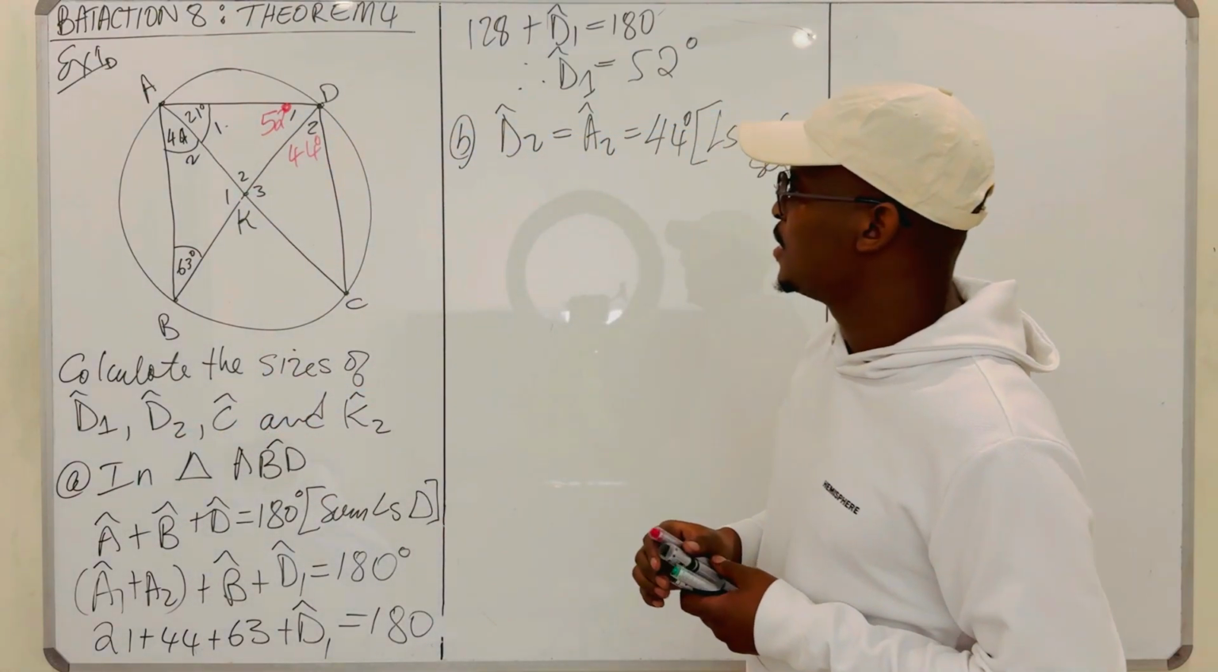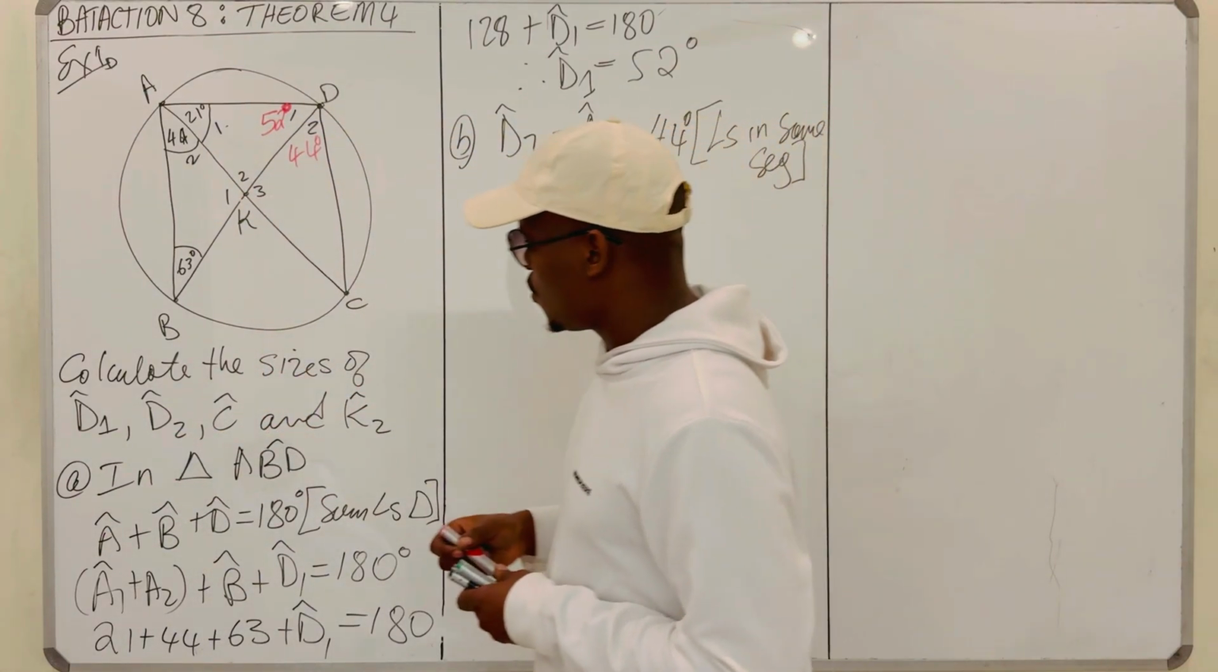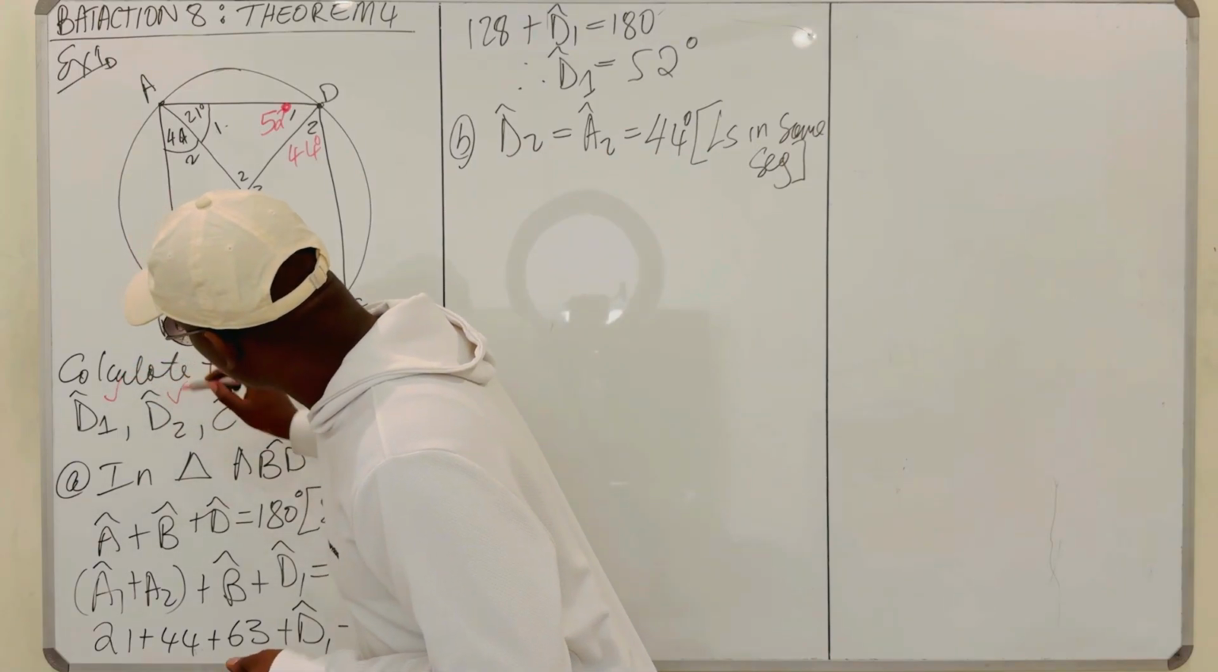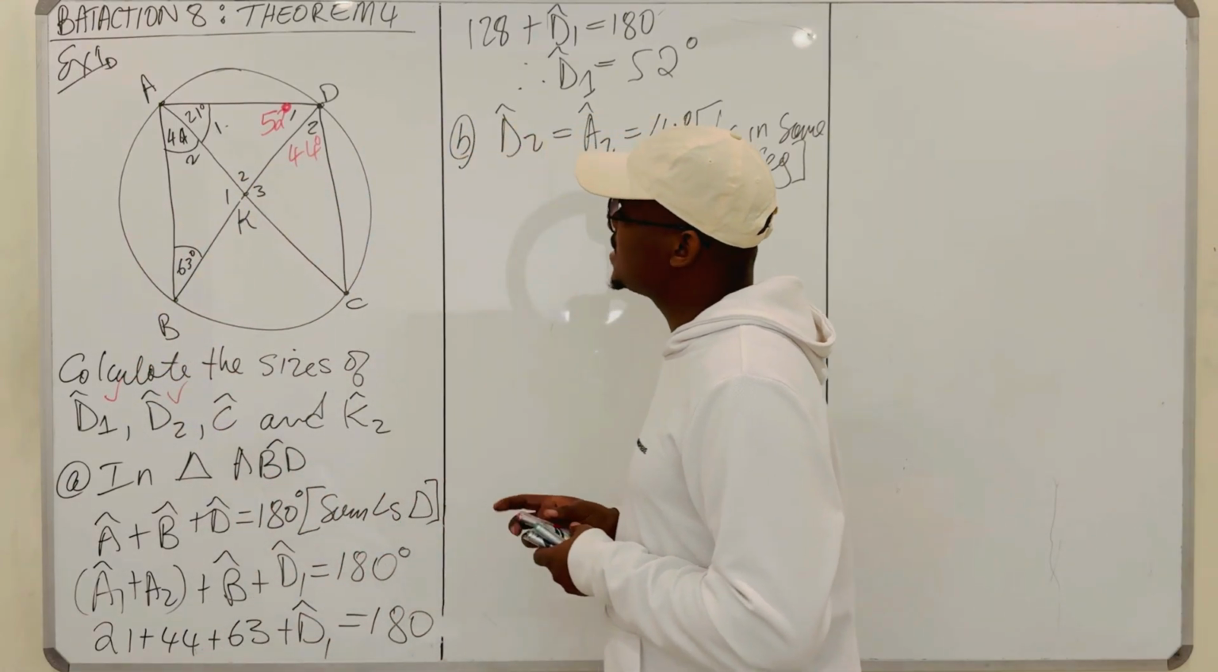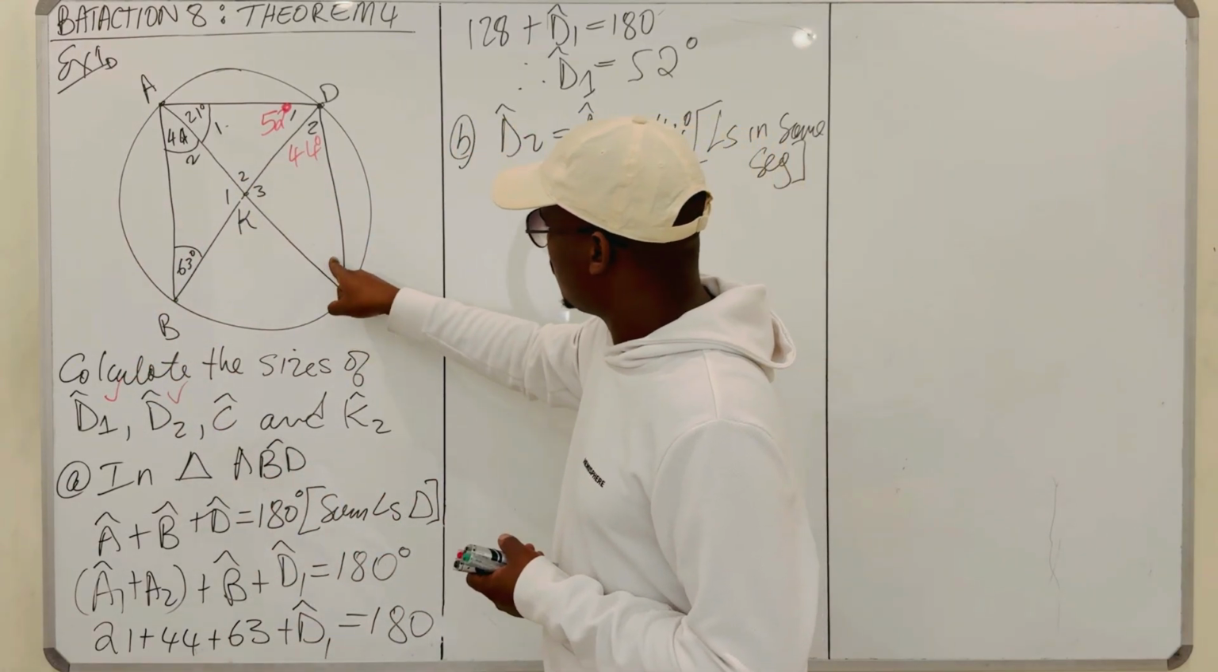Everyone happy? Yes. No problem. Then we're done with D1, done with D2. We're finding angle C. Where is C? Down there. Yes.